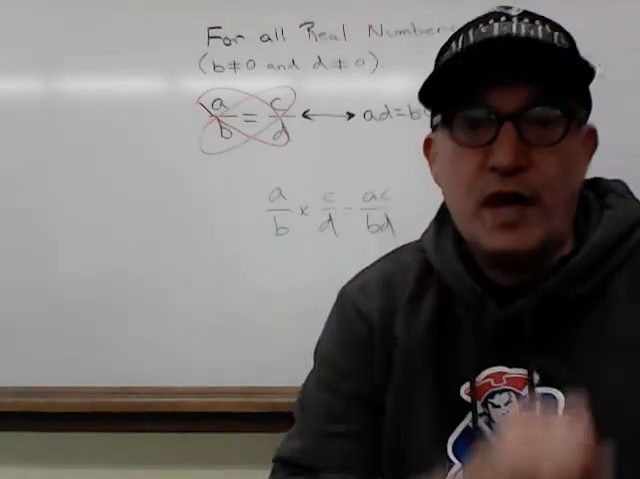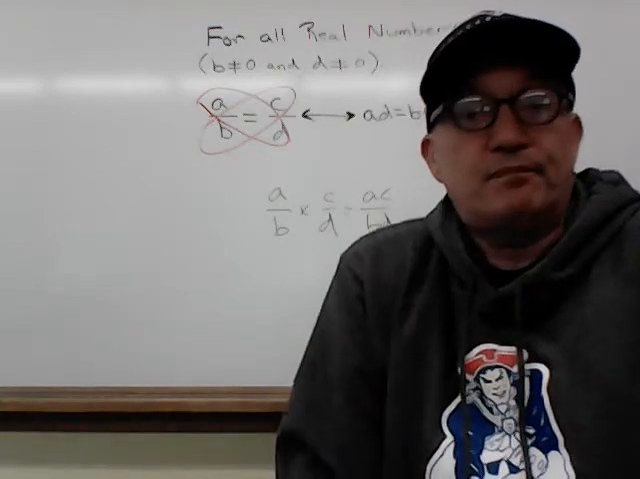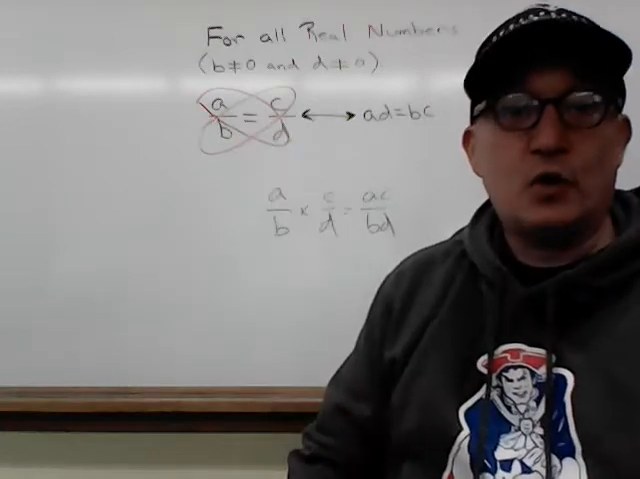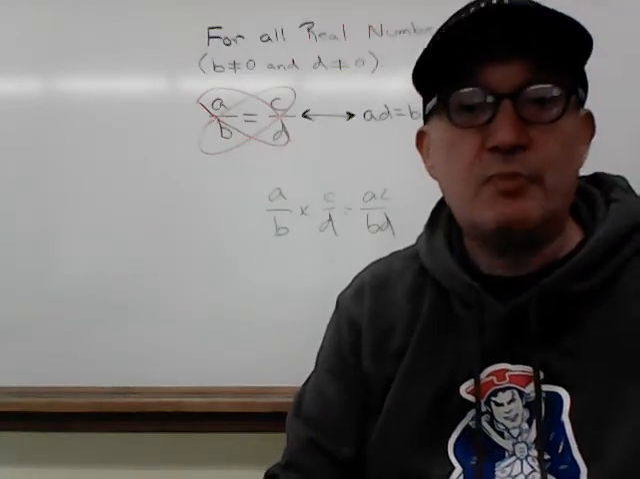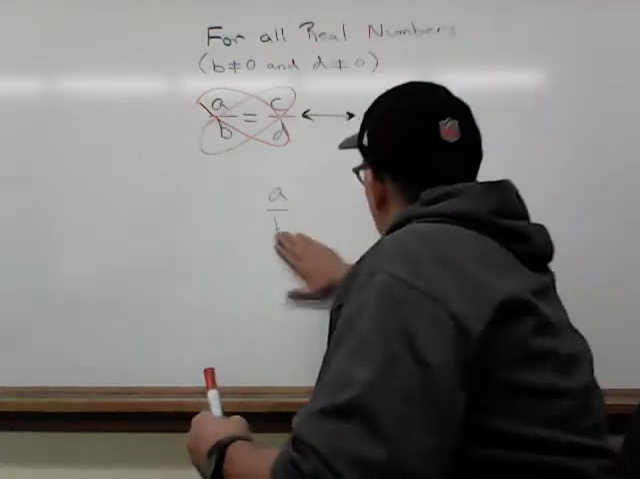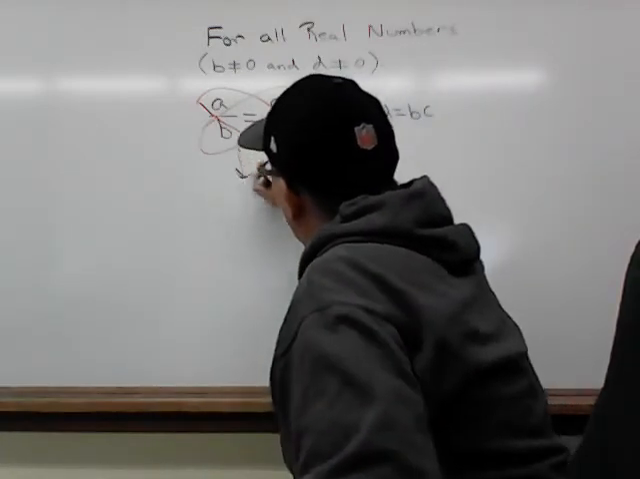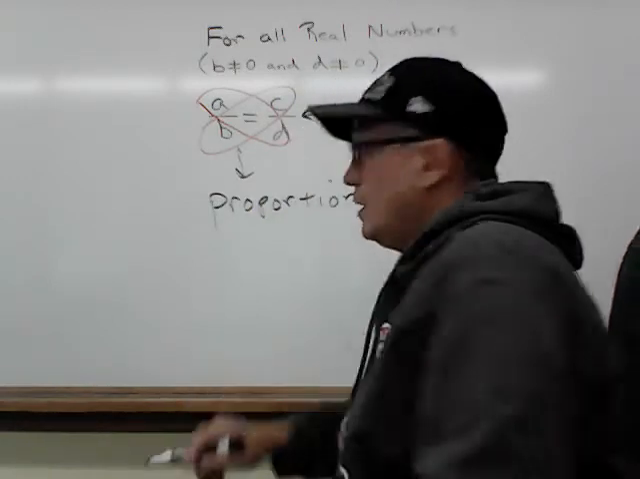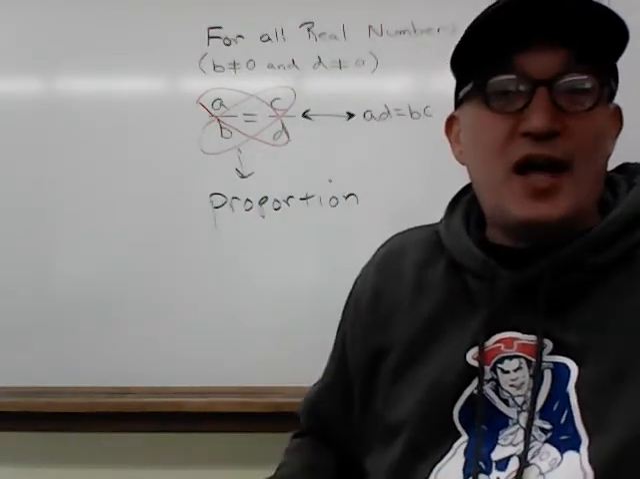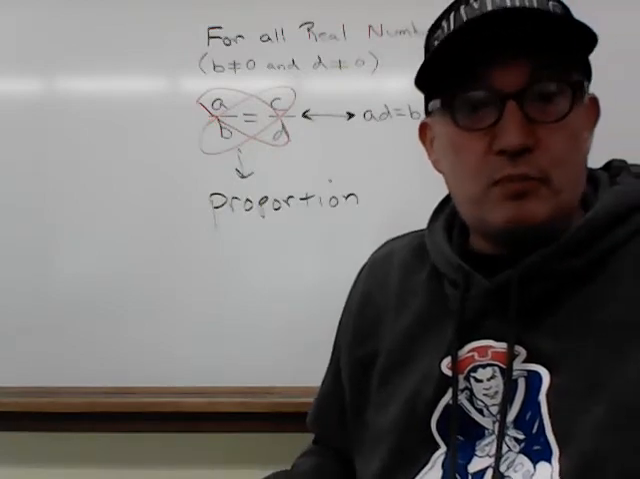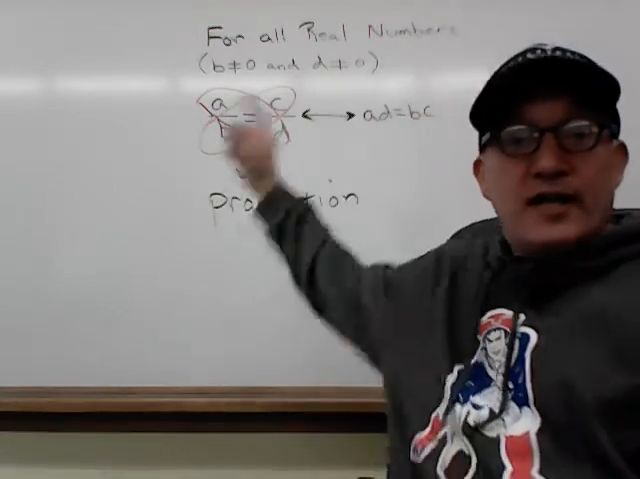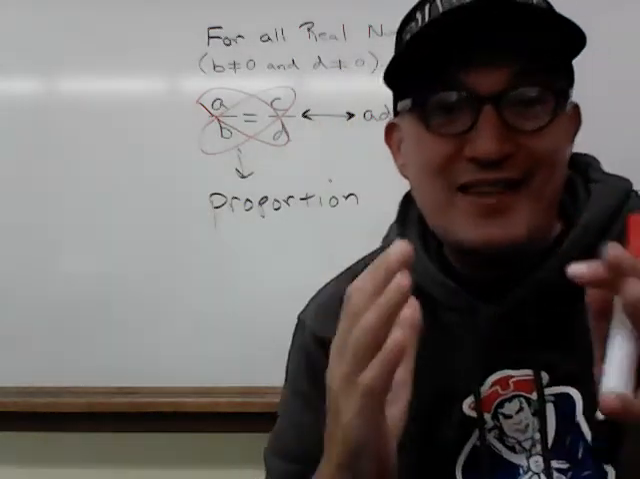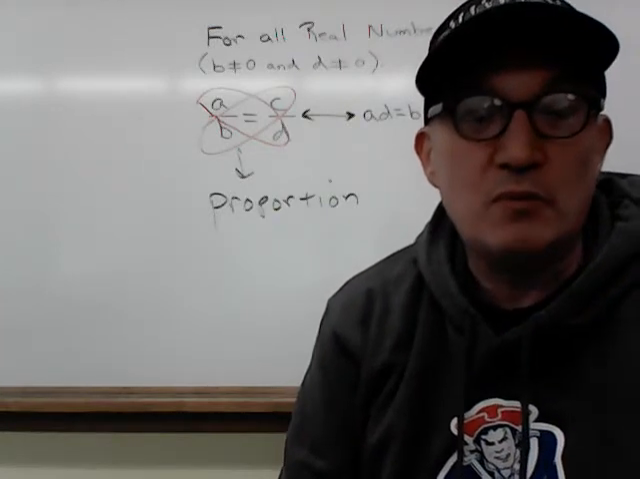Let me introduce a vocabulary word. In the middle school math world, when you have two equal ratios like that, or two equal fractions, it is known as a proportion. It is an equation, but it's a special kind of equation known as a proportion, and that proportion can be rewritten as this equation. And that's the main message. That's what I want you to take away from all of this.